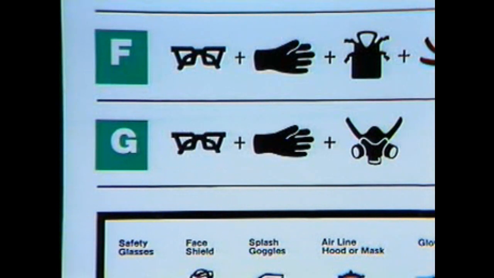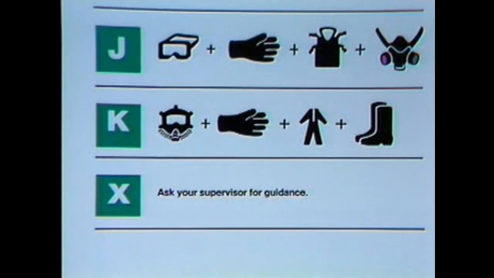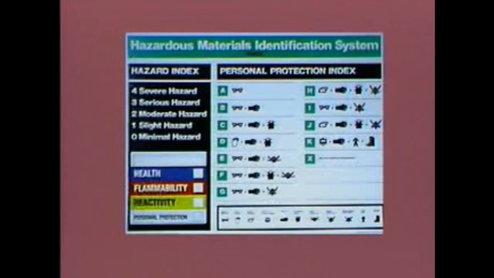For example, the letter A shows that safety glasses should be worn, while G indicates that safety glasses, rubber gloves, and a respirator should be used. The letter K indicates that a self-contained breathing apparatus or an air-supplied respirator, rubber gloves, a chemical suit, and protective boots are needed. And X represents protection that doesn't fall into any of the other categories. To find out what protection is necessary, you should ask your supervisor.